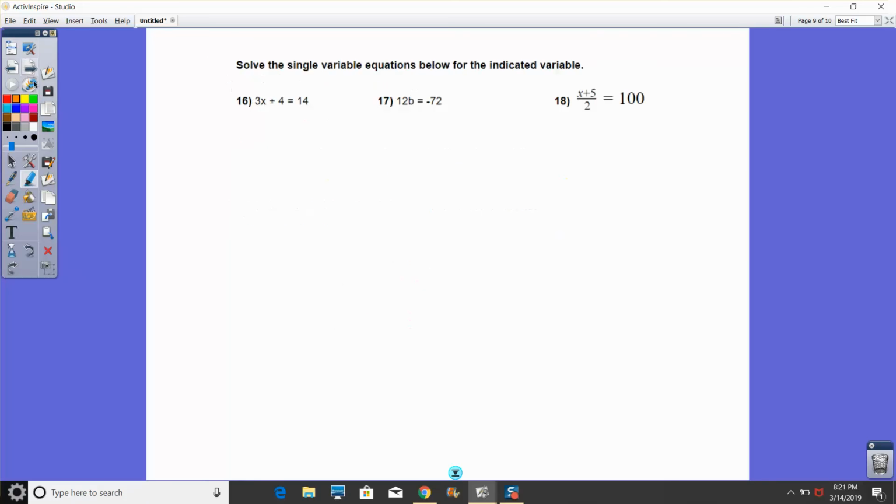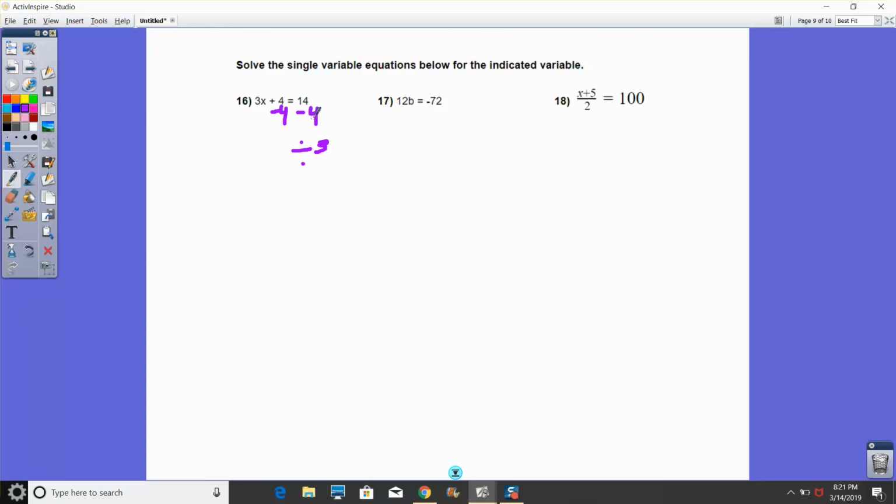Okay. A few more problems to take care of, and then we'll be all set. We're going to solve some simple single variable equations below for the indicated variables. So let's show the work as best we can. For number 16, the reverse order of operations, you'd have to reverse adding 4 and multiplying by 3. So we subtract 4, and after we subtract 4, we would have to divide the result by 3. I'm going fast here because if you've seen the other two equations, you understand the process at this point.